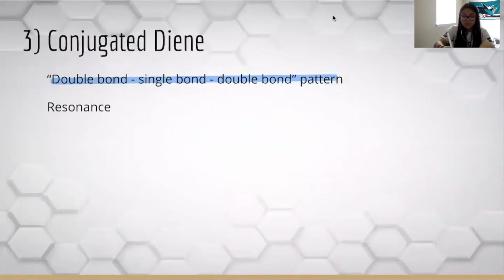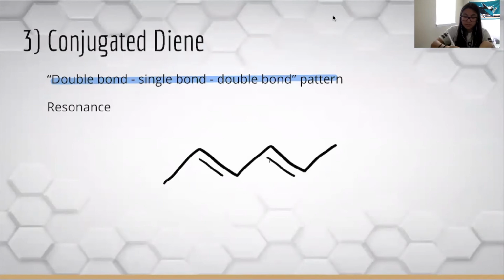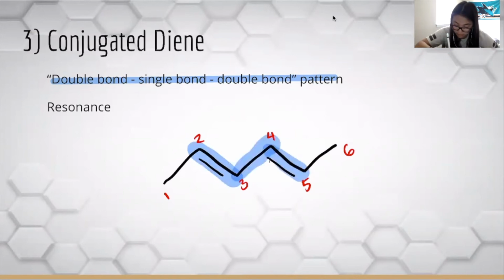So for example, if I were to draw a structure that looked like this, and let's label 1, 2, 3, 4, 5, 6. The double bonds are occurring at 2 and 3 and 4 and 5. So if you look, this is double bond, single bond, double bond. So this is a conjugated diene.